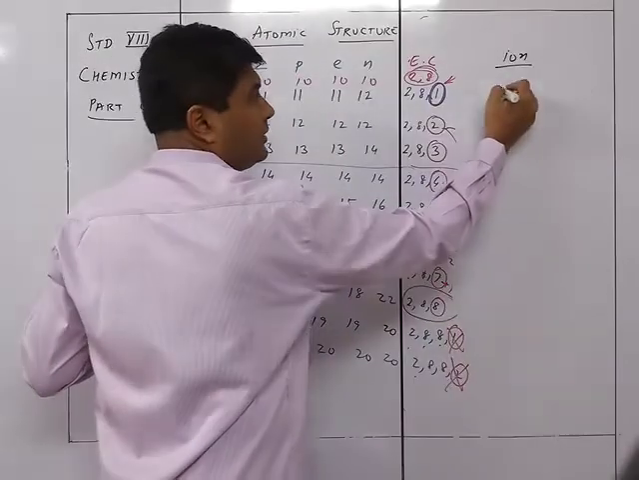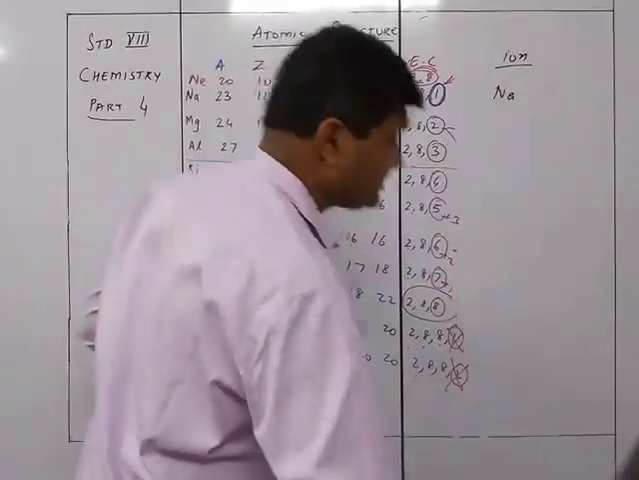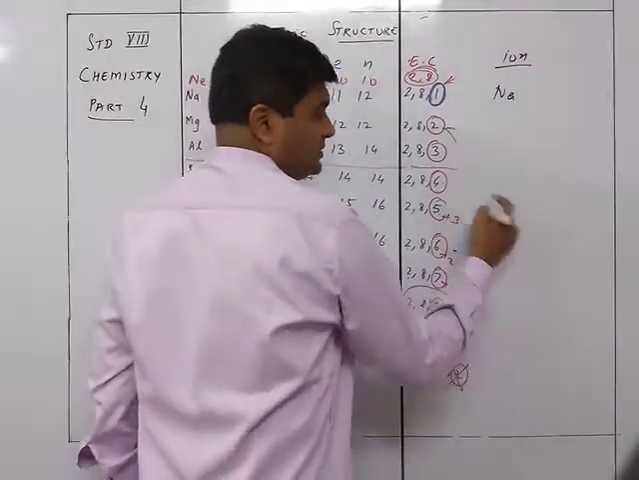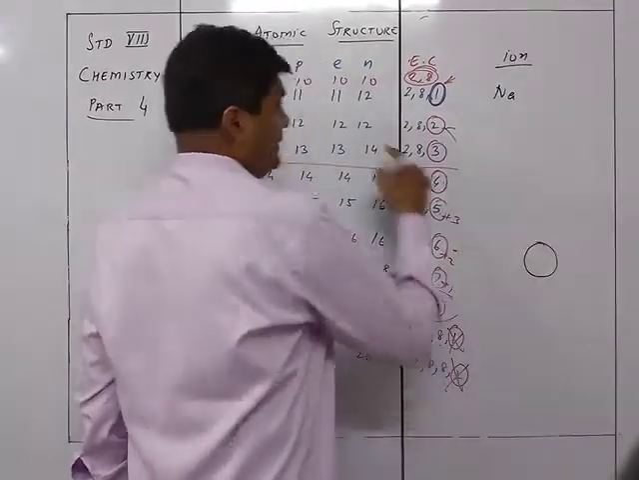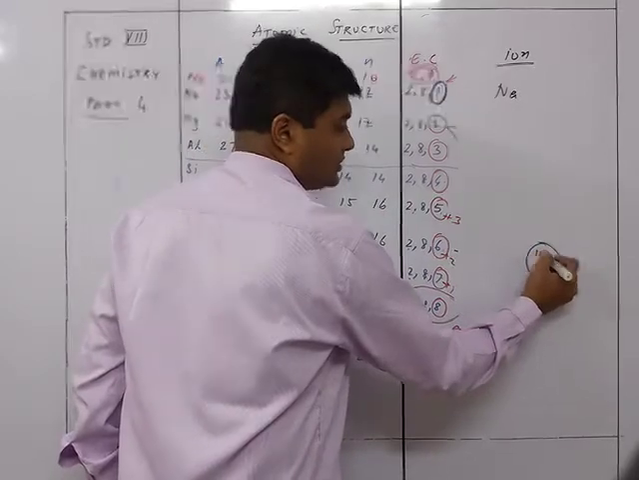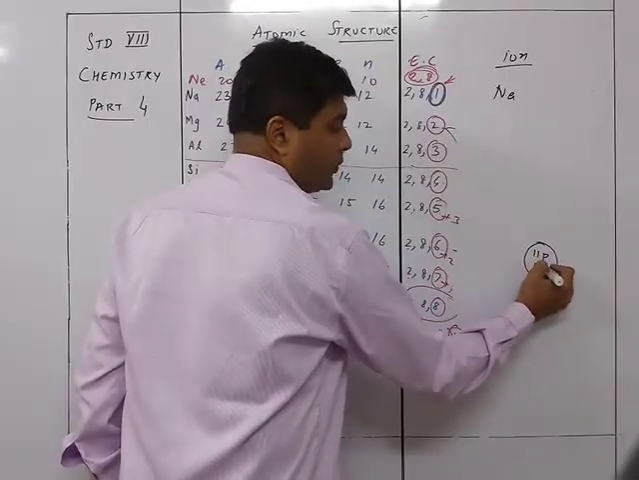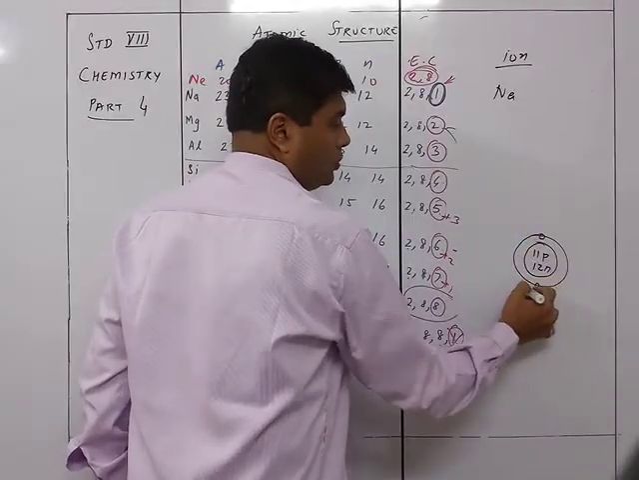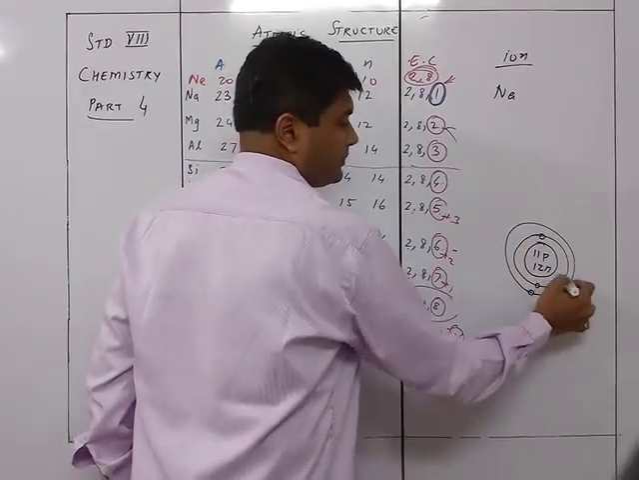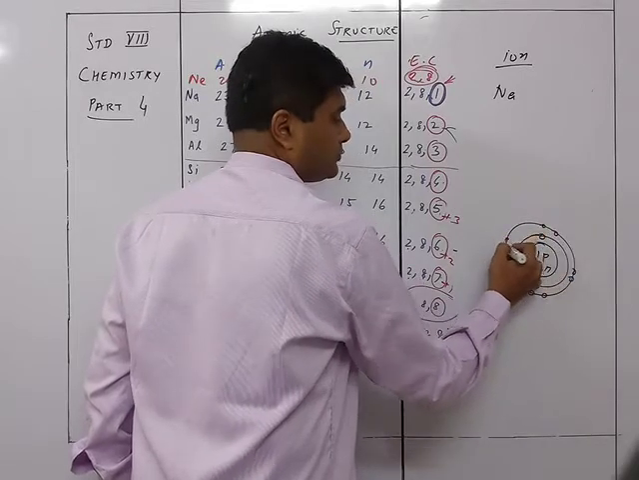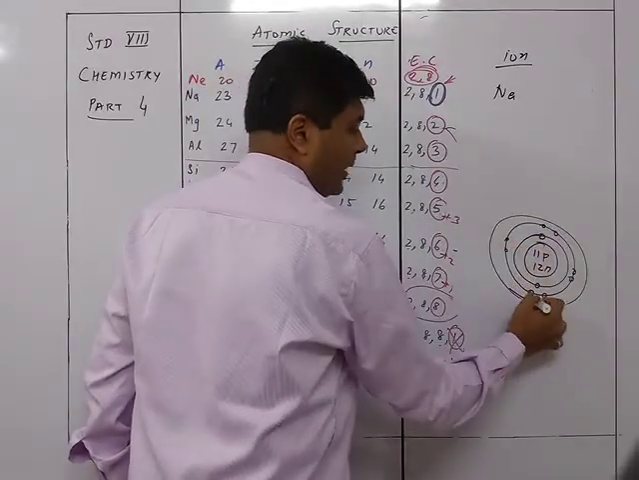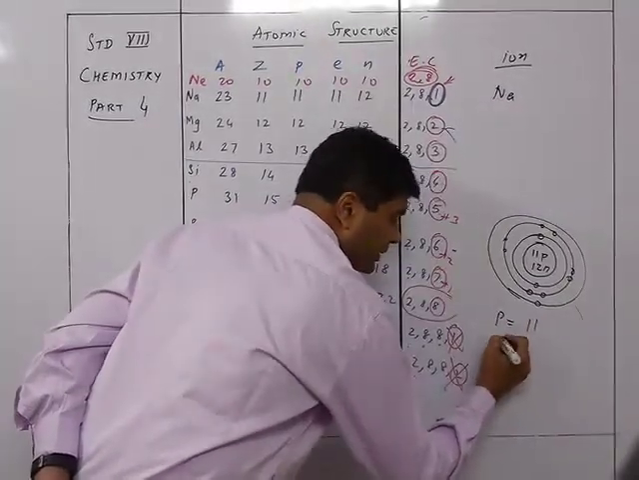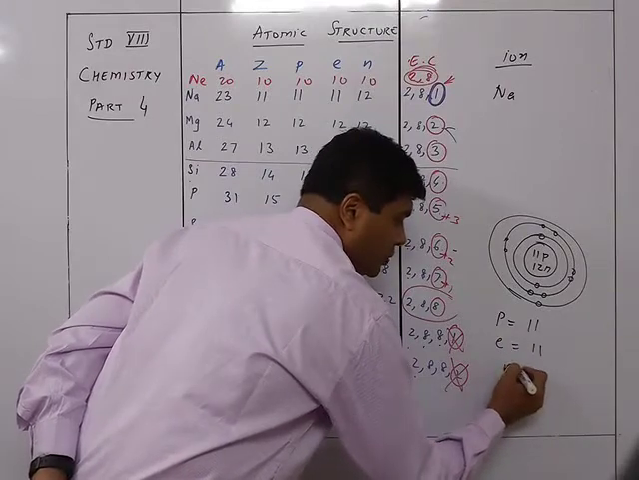Na. Now, let's understand this in a proper manner before we see this. Na is like this. If you see the configuration, it is this way. There are 11 protons, 12 neutrons, and the electronic configuration is 2, 8 and 1. So it is this way. Protons is equal to 11, electrons is equal to 11, neutrons is equal to 12.